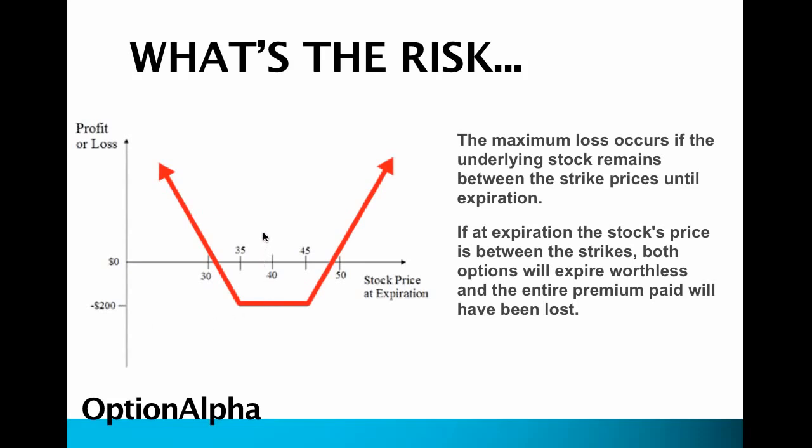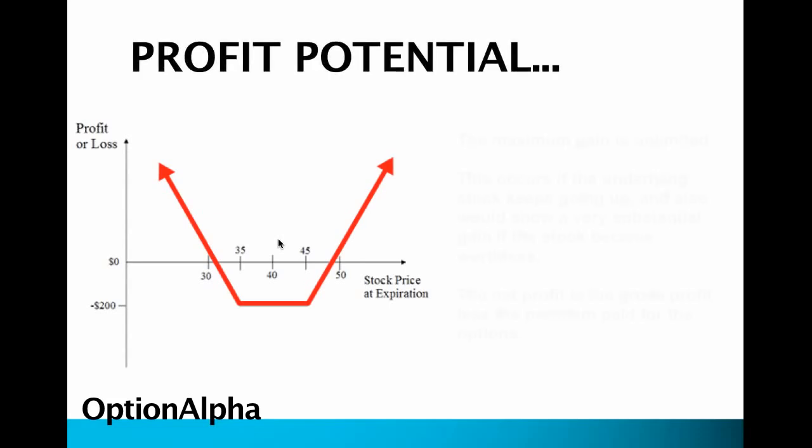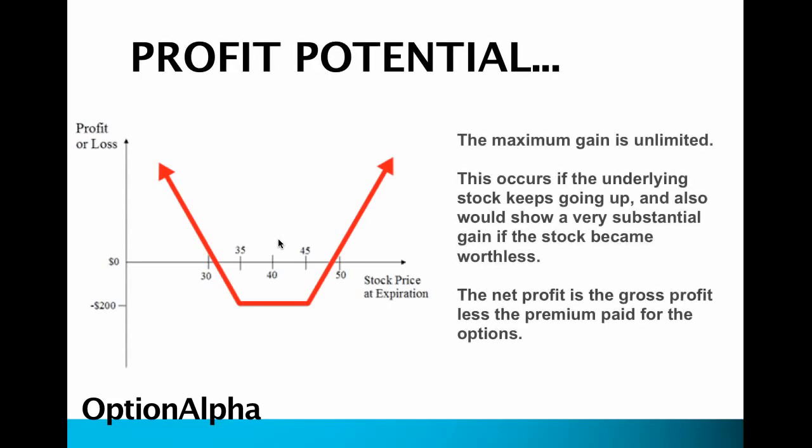But if the stock stays relatively calm or not volatile at all, right? This is a strategy that profits from huge swings in volatility. So if the stock trades sideways, that's not good for our strategy. If the stock actually trades between these strike prices at expiration, both options expire worthless. So all the money that you paid to get the right to buy these options is going to be lost completely.